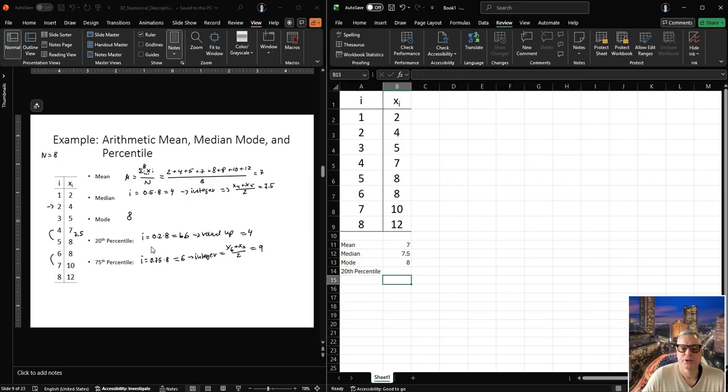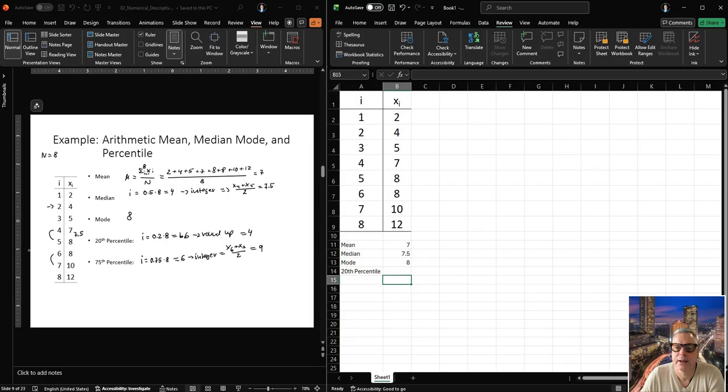So now the 20th percentile. Okay, so we use the formula that the index number is 0.2 times n, and then whenever it is not an integer, we round up. So if we did 0.2 times 8, we got 1.6, not an integer, we round up. So it's the second value, we got 4. So the Excel formula, however, is different.